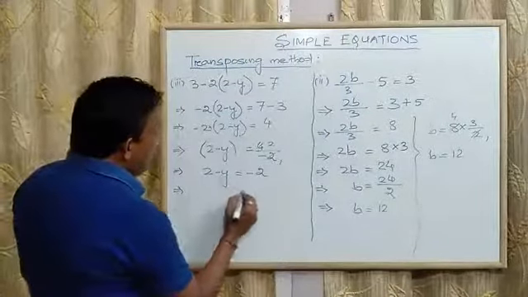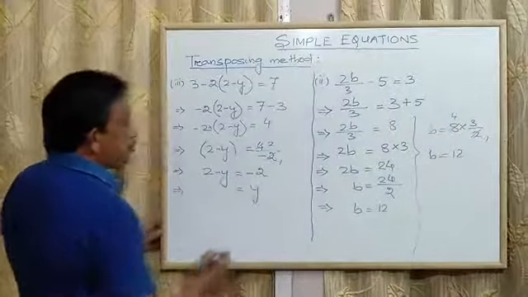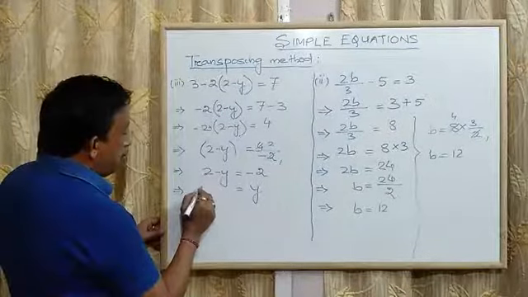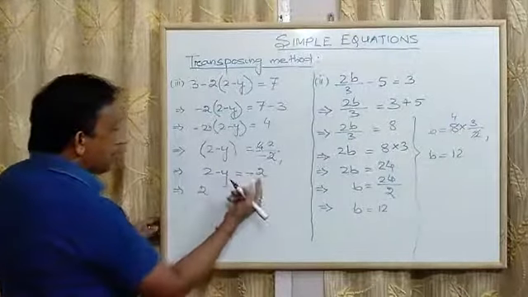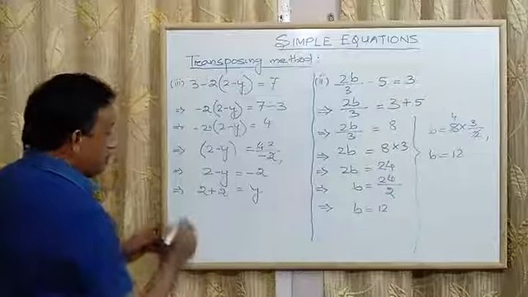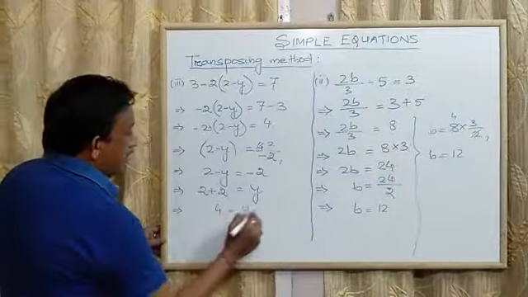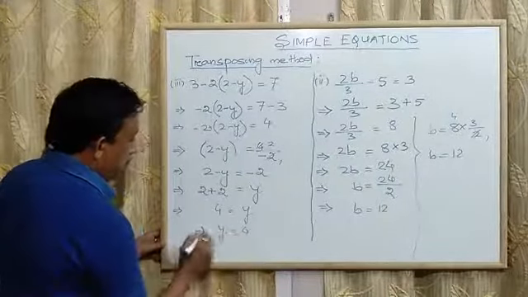So next is this minus y, I am changing the side. It goes to the right hand side, so it becomes plus y. This 2 was already on the left hand side, so it will remain as it is. And this minus 2 comes to this side, it becomes plus 2. So 4 equals y, or we can say y is equal to 4. Meaning is same.